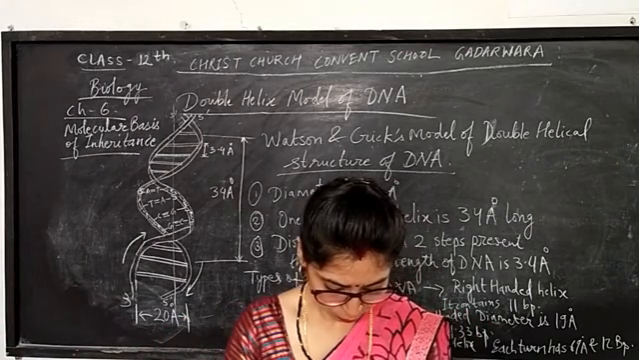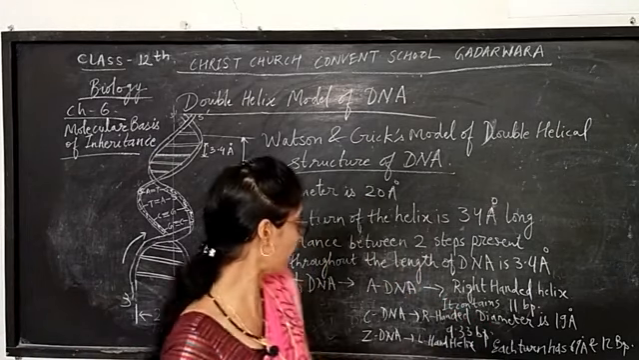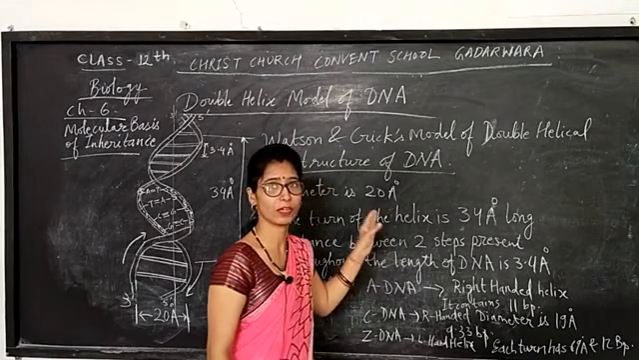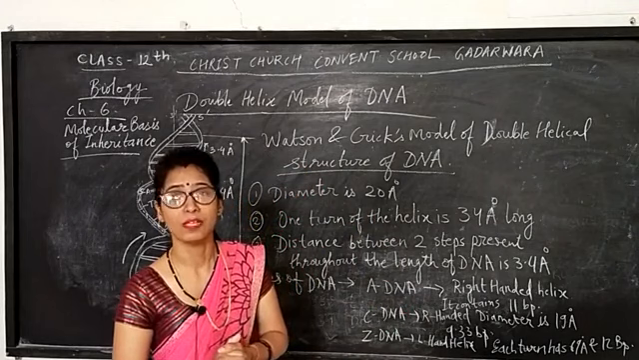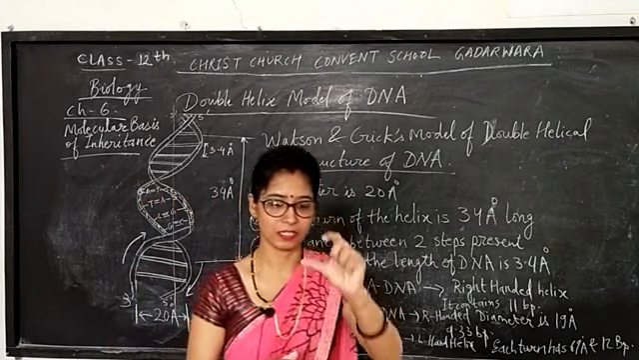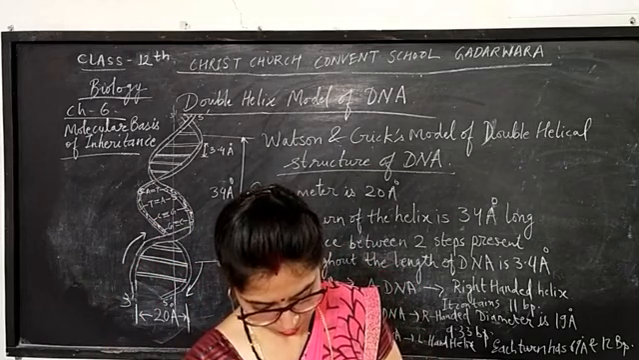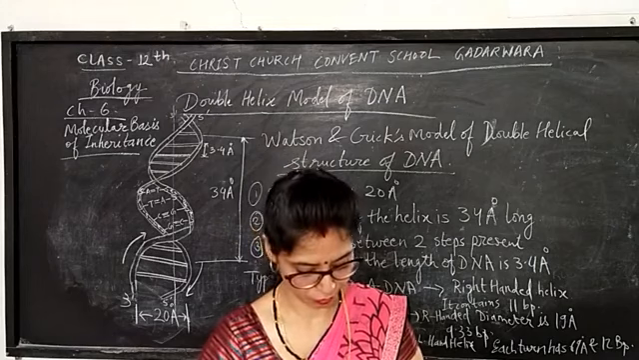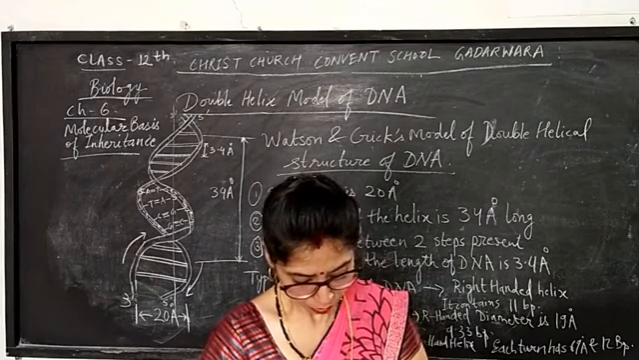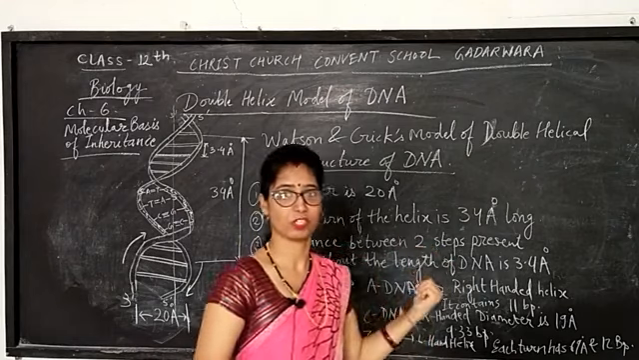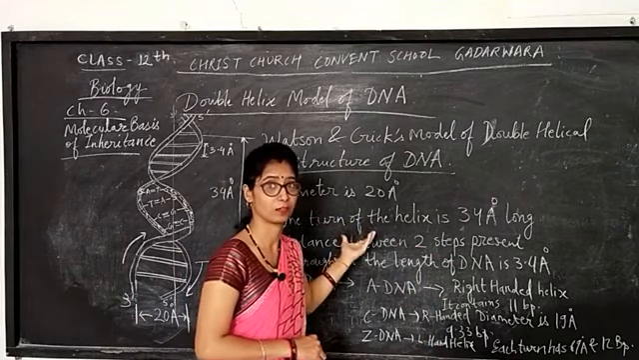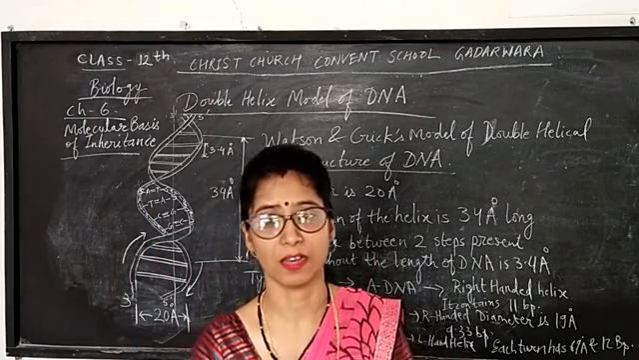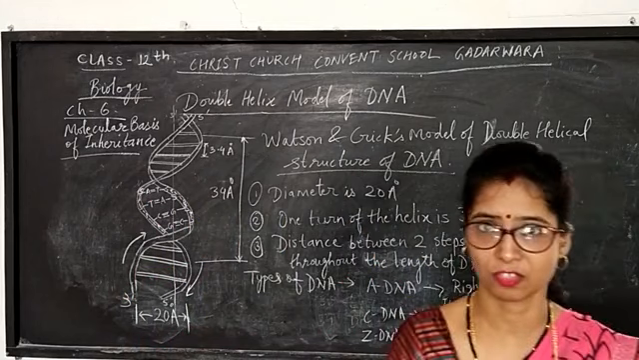Now you understand why Z-DNA is called Z-DNA? Because the sugar and phosphate backbone is present in a zigzag manner. Therefore it is called Z-DNA, and it was discovered in in vitro conditions. Okay, now this DNA double helical structure, how it is packaged, we can see in the next video.